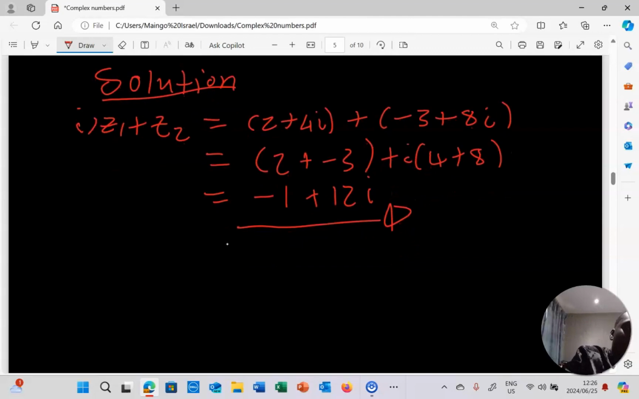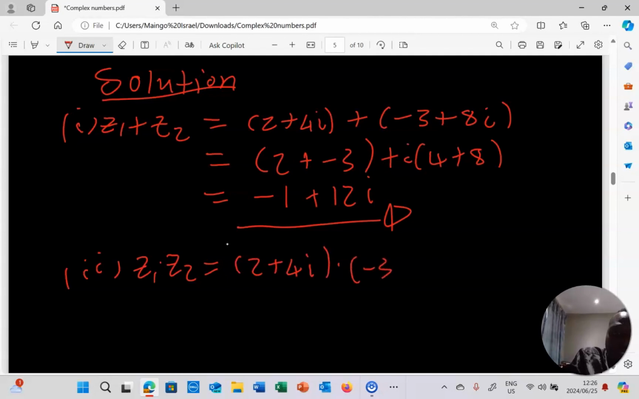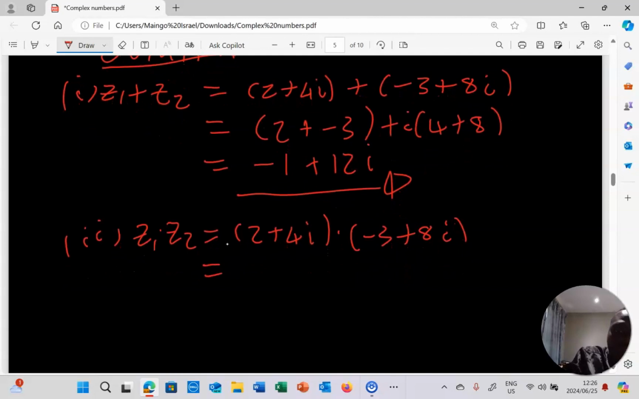So this is Roman figure number 1. So Roman figure number 2, we have z1 times z2. This will be equal to (2 plus 4i) times (minus 3 plus 8i). So this will be equal to, this times this one is minus 6, plus this one times this one is 16i. This one and this one is minus 12i.